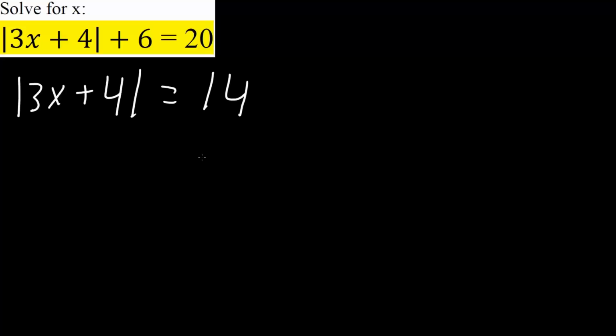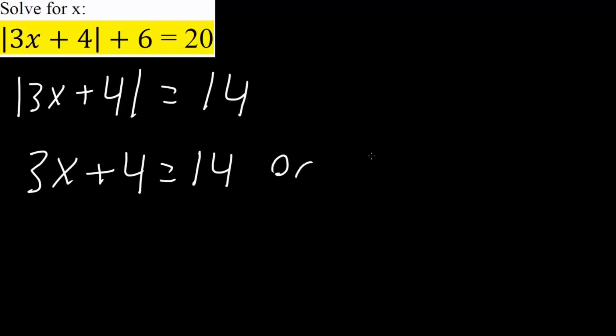And now we'll do that absolute value rule, where we say 3x plus 4 is equal to 14, or 3x plus 4 is equal to minus 14. Because if this right here was minus 14, it would be 14, because the absolute value of minus 14 is in fact 14. And so now we solve for x, very much like the first problem that we did.